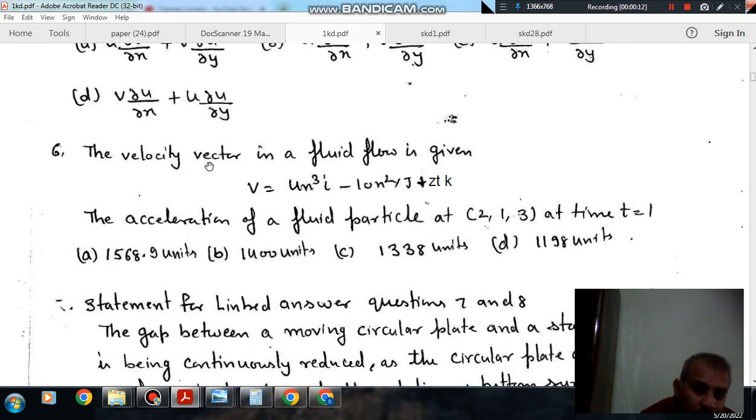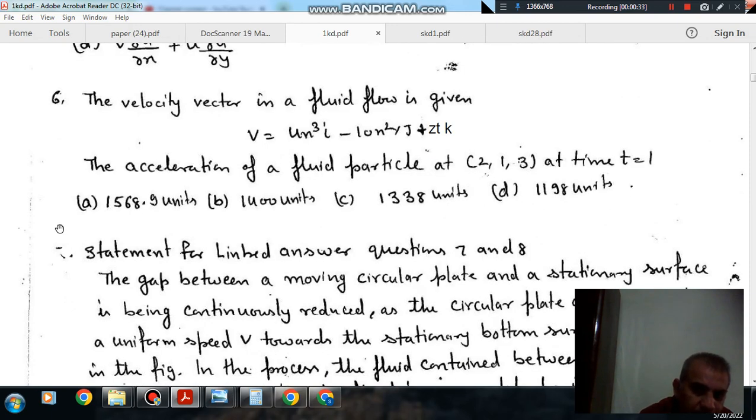Question number 6. The velocity vector in a fluid flow is given as V = 4x³ i − 10x²y j + zt k. The acceleration of a fluid particle at (2, 1, 3) at time t = 1 is: option A, 1568.9 units; option B, 1400 units; option C, 1338 units; option D, 1198 units.